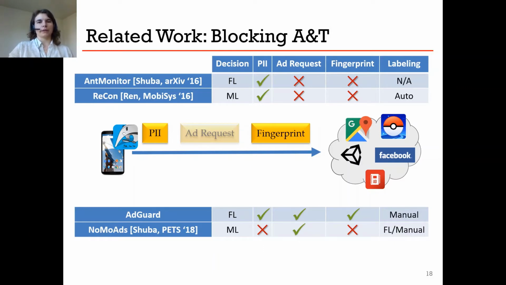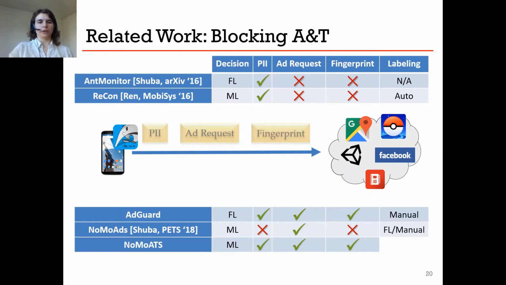Some of the feedback that I got at PETS was asking me if I can further automate NoMoATS and if I could extend it to block trackers as well. And this is exactly what we attempt to do in NoMoATS. We follow a machine learning based approach that can block all three manifestations of ANT, and at the same time it requires minimal labeling efforts.